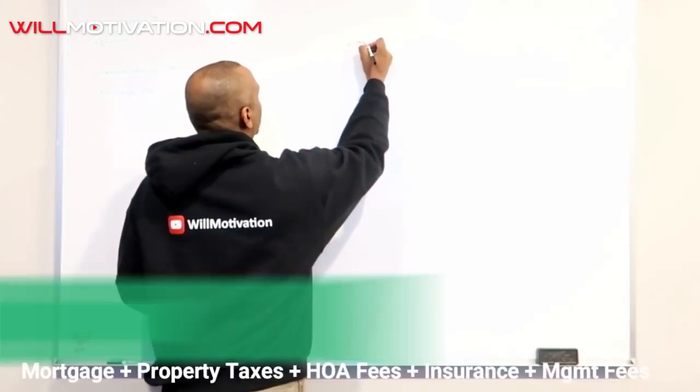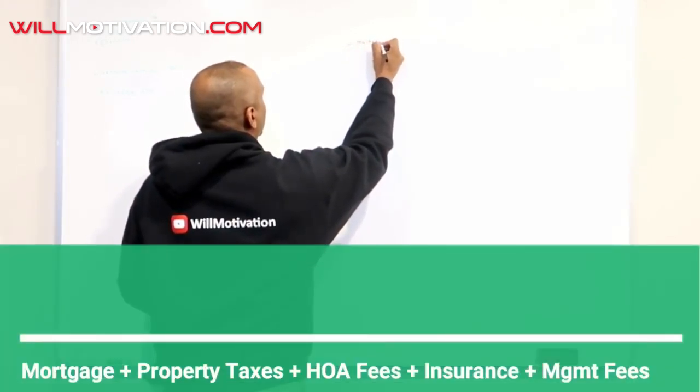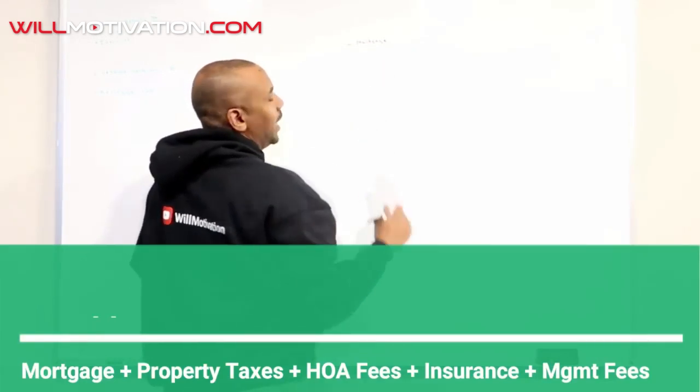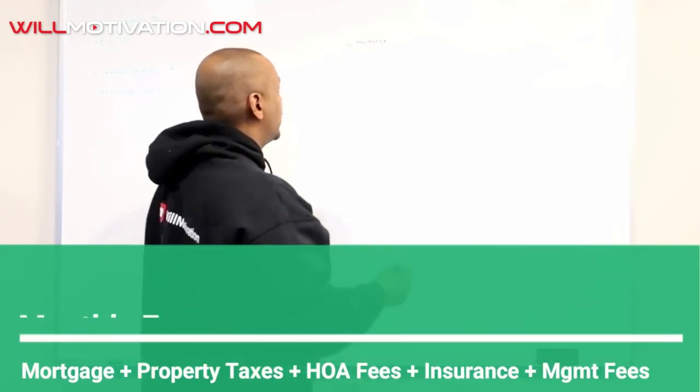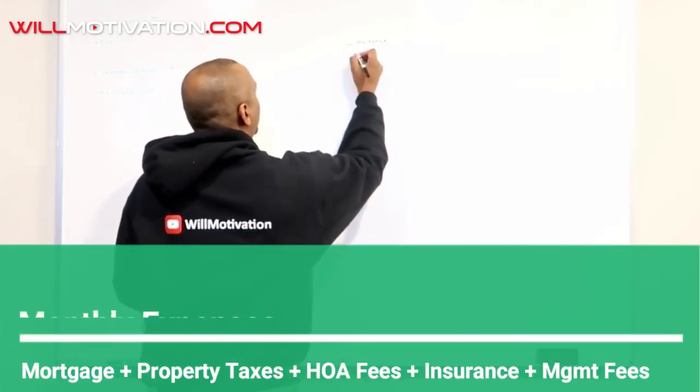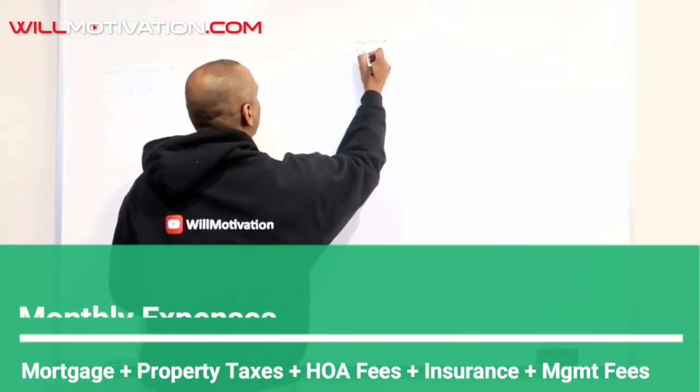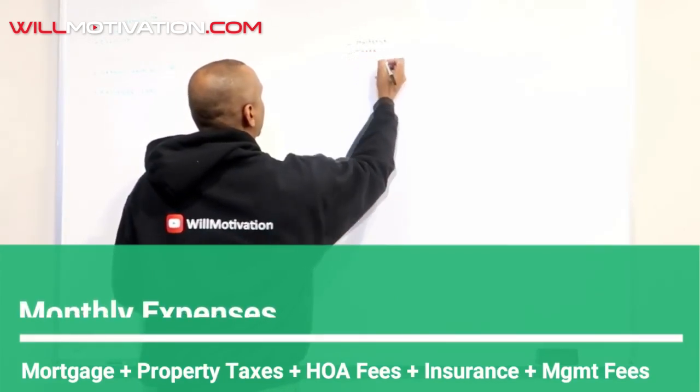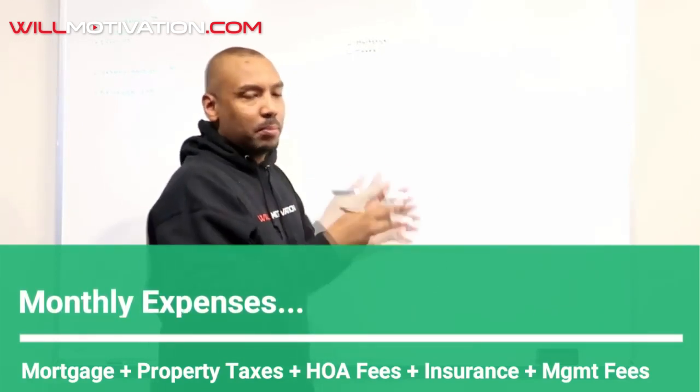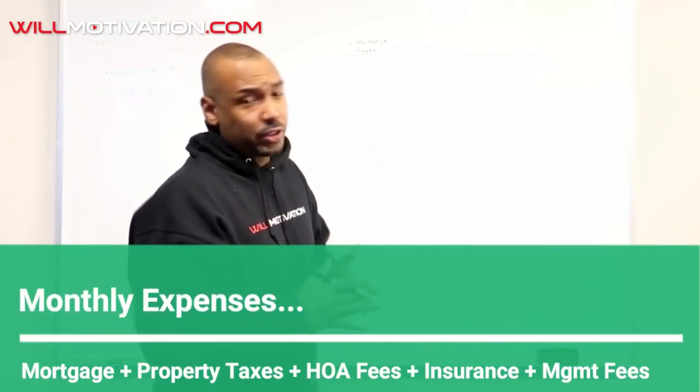your mortgage. Your mortgage is how much you pay the bank every month. And then the second one would be your property taxes. Usually property taxes are an annual amount, but you can break it down into a monthly amount in order to calculate your monthly return on investment.